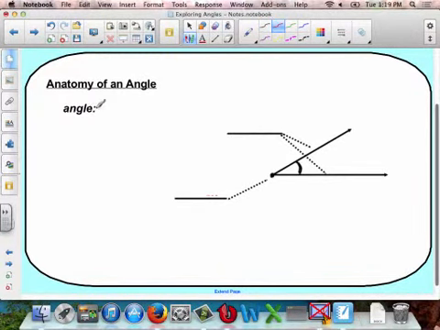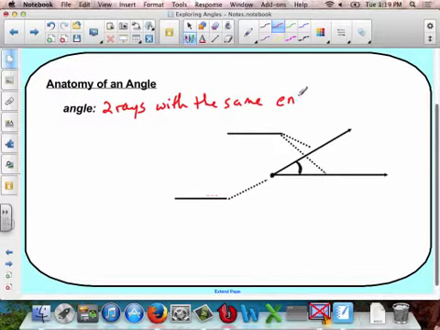So you guys write that down right here. Two rays with the same endpoint. The key point there, Brandon, is the same. I cannot stress that enough. It is definitely the same.